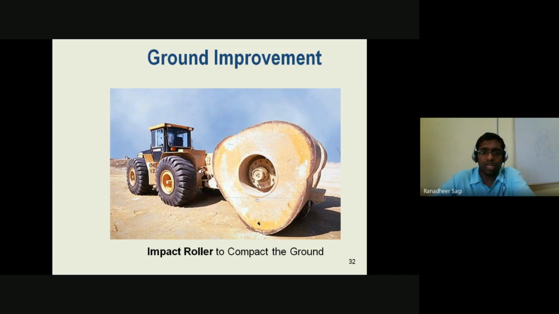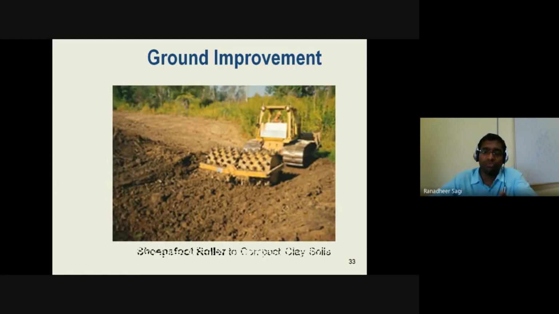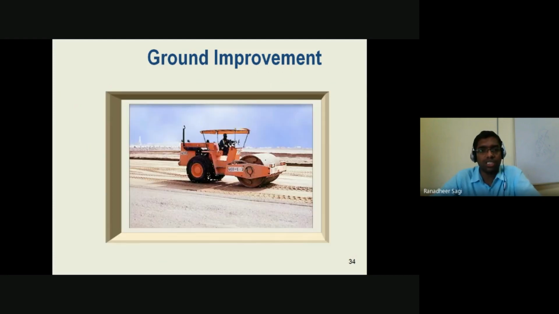You can make use of an impact roller or maybe a sheep foot roller, depending on the type of soil and the amount of compaction that you want to achieve. You will be talking about that respective type of compacting machine. A sheep foot roller is typically used in the case of clay soil deposits, and a smooth wheeled roller is typically used in the case of silty soil or sandy soil deposits.